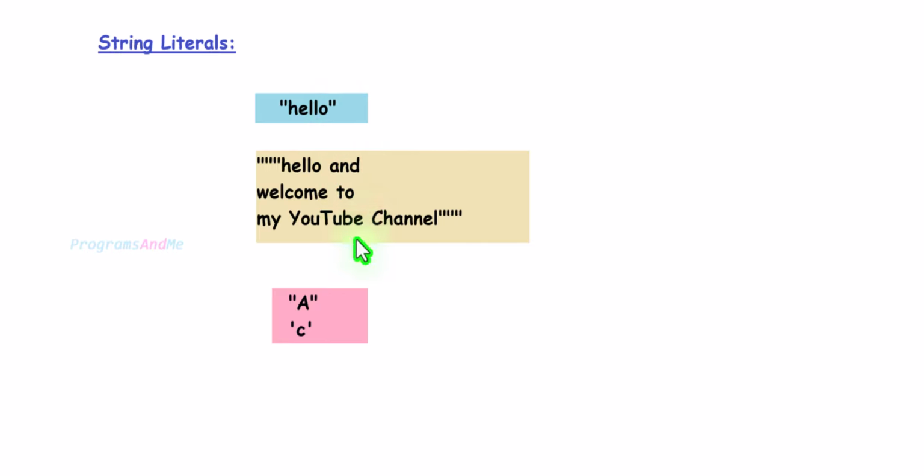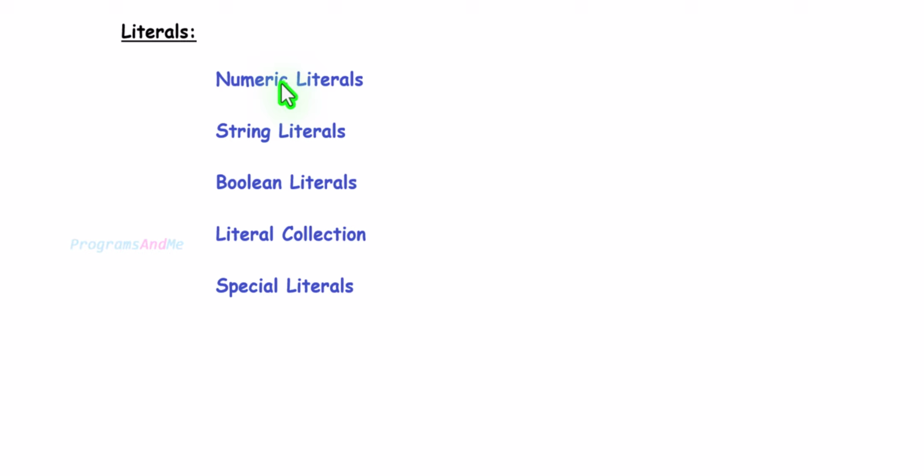And you can have multi-line strings also. Here you can see. You can do that using triple quotes, triple double quotes or triple single quotes. Okay, so this is about two literals, numeric literals and string literals.